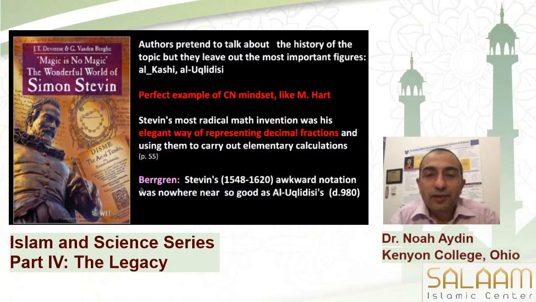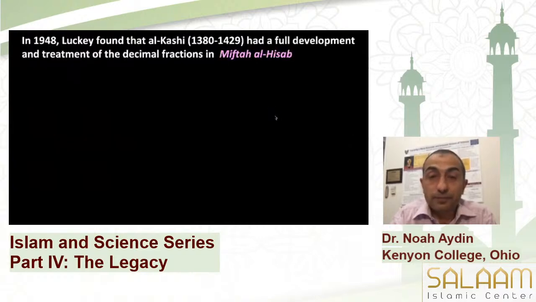They claim that Stevin's invention was a radical invention, an elegant way of representing decimal fractions. But the scholars who actually did research on primary sources can also tell that Stevin's notation was really awkward, even though he wrote about decimal fractions more than 6 centuries after al-Uqlidisi. More than 6 centuries. It is not just a decade or 2, or a century or 2, more than 6 centuries, and still his notation was nowhere near as good as al-Uqlidisi's.